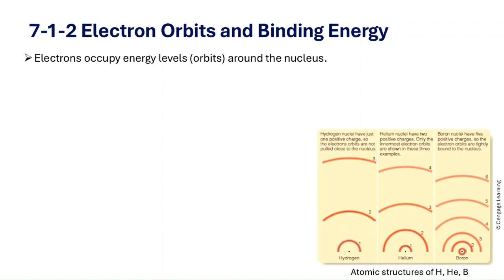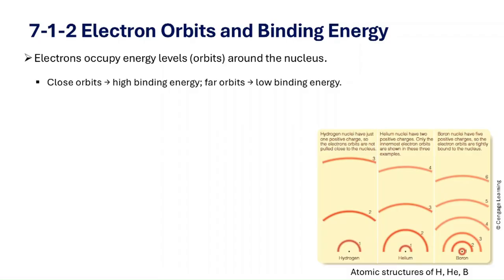nucleus. So the closer an electron is, the harder it is to remove, and we call that binding energy. An electron near the nucleus is tightly bound and needs a lot of energy to escape, which means larger binding energy. But an electron farther out is more weakly bound. That means smaller binding energy.